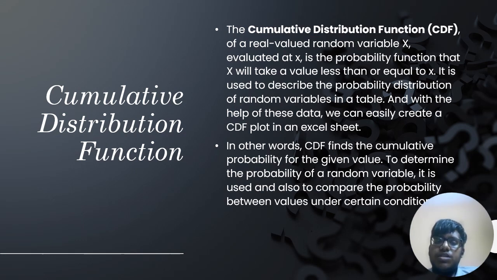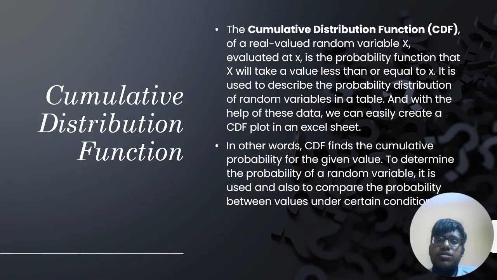Cumulative distribution function. The cumulative distribution function of a real valued random variable X, evaluated at x, is the probability that X will take a value less than or equal to x. It is used to describe the probability distribution of random variables in a table, and with the help of this data, we can easily create a CDF plot in an Excel sheet. In other words, CDF gives the cumulative probability for the given value. It is used to determine the probability of a random variable, and also to compare the probability between values under certain conditions.